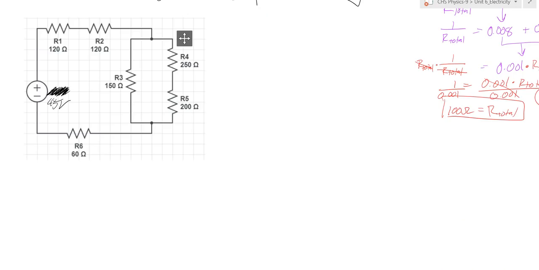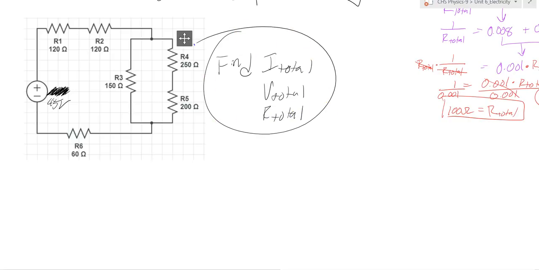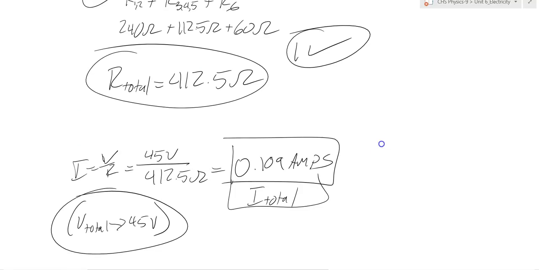Okay, so now I would like you to find these three things with this circuit. I'm going to go ahead and put my answer up here in just a moment. So go ahead and pause it so you can do it on your own, and I'll show you the answer here shortly. All right, and here's what I got for my answers.